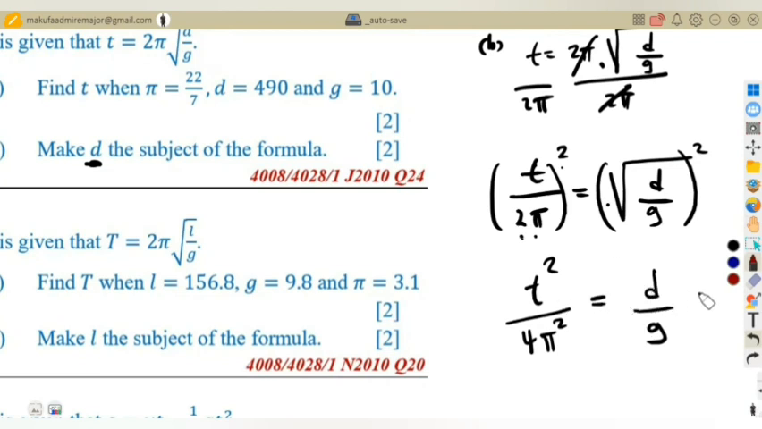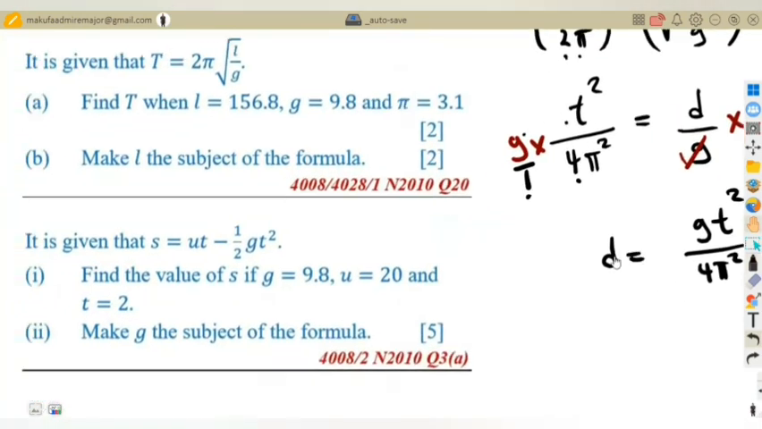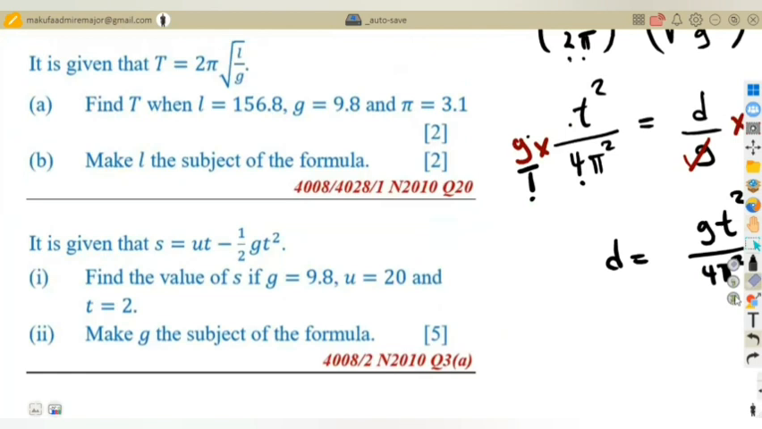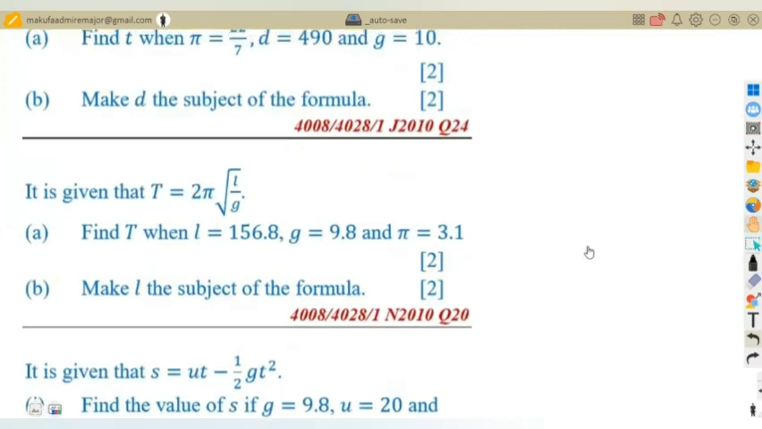So how are we going to get rid? Yes, you can clear your fractions, guys, but you can see the only part affecting this d is this g. So how can we get rid of this? We can multiply by g. By multiplying by g, we cancel here. We are left with d in this case. So the whole of this d is going to be, this is same as over 1, so it's g times t squared, which is gt squared over 1 times 4 pi squared, which is 4 pi squared. So like I said, yes, you can expand your brackets, which is fine, but there was no need in this case.